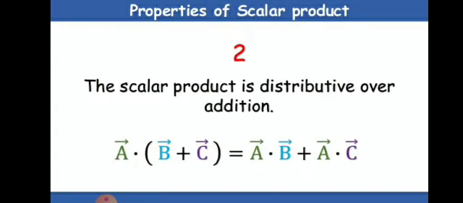The second property of scalar product: the scalar product is distributive over addition. If we have three vectors, vector A, vector B and vector C, then vector A dot (vector B plus vector C) is equal to vector A dot vector B plus vector A dot vector C. So the scalar product is distributive over addition.